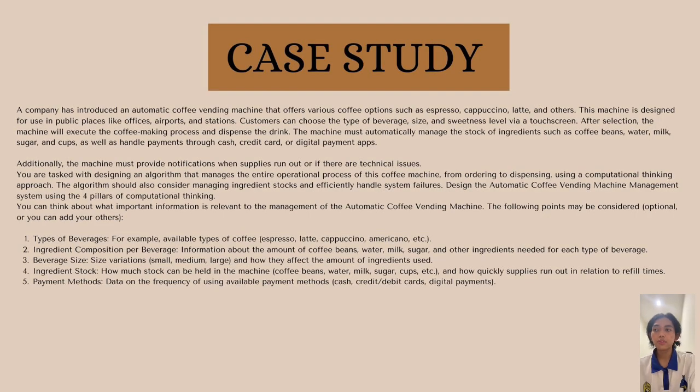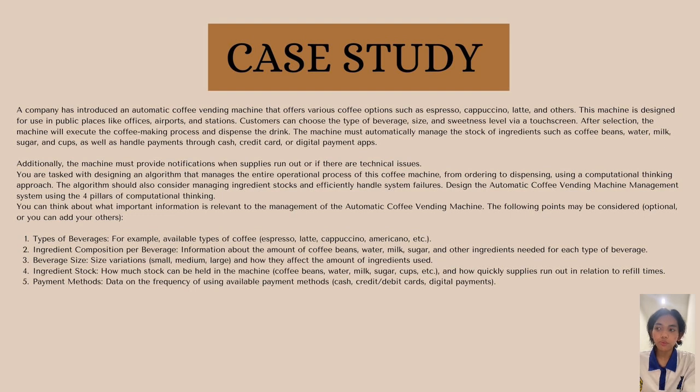Okay, so for case study 3, we were told that a company has introduced an automatic coffee vending machine that offers various coffee options such as espresso, cappuccino, latte, and others. This machine is designed for use in public places like offices, airports, and stations. Customers can choose the type of beverages, size, and sweetness level via touchscreen. After the selection, the machine will execute a coffee making process and dispense the drink. The machine must automatically manage the stock of ingredients such as coffee beans, water, milk, sugar, and cups, as well as handle payments through credit cards or digital payment apps.